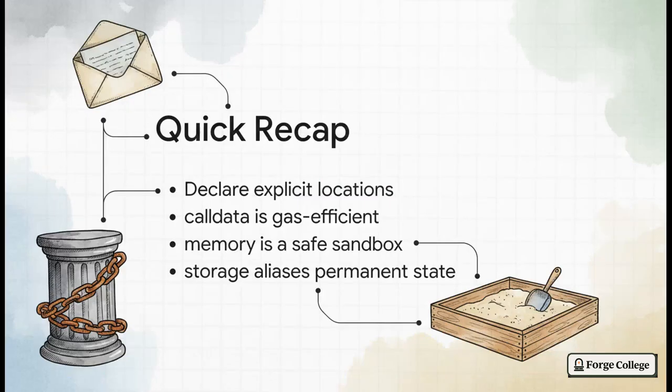Let's do a rapid-fire recap to lock this all in. 1. Always declare explicit locations for your dynamic types. 2. Calldata is your immutable, extremely gas-efficient best buddy for external inputs. 3. Memory is your safe, temporary sandbox to manipulate data without consequences. And 4. Storage, aliases your permanent state. So treat it with respect because it updates the blockchain directly.